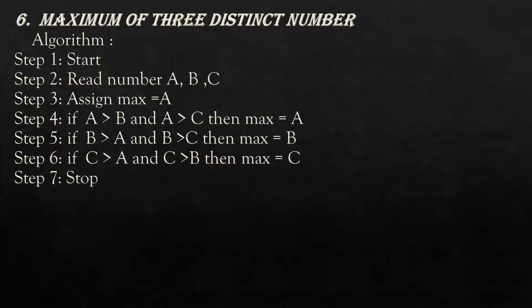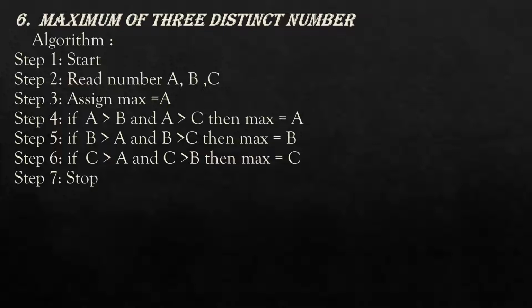In step 4, if a is greater than b and a is greater than c, then it will display max is equals to a. Okay, so in step 5, if b is greater than a and b is greater than c, then it will display max is equals to b. In step 6, if c is greater than a and c is greater than b, then max is equals to c. And step 7 will stop the algorithm.